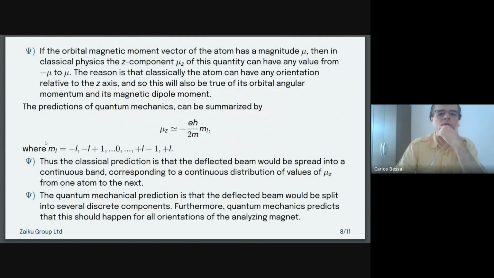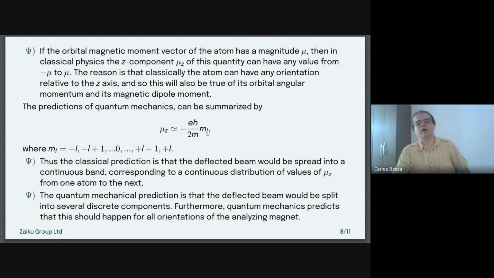But now in quantum mechanics, I will not show the details here because this is something that all interpretations agree on. This has no problem. And in the end, I will give a reference that you can see with details how to get this result. So the prediction of quantum mechanics can be summarized by an expression like this. The magnetic moment would be proportional to something like this, where e is the electron charge, h bar is the Planck constant, m is the mass of the electron.